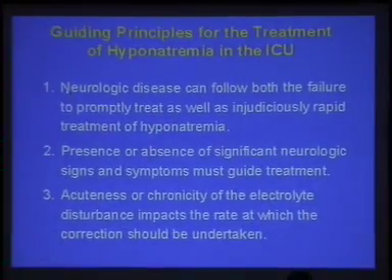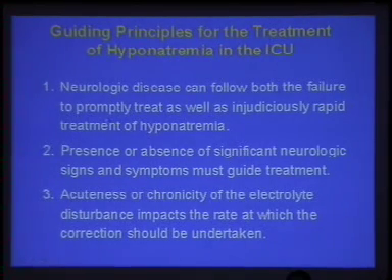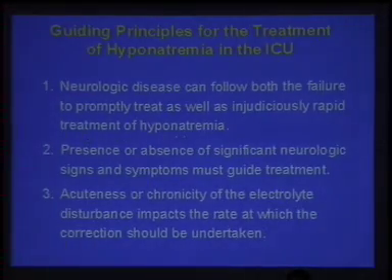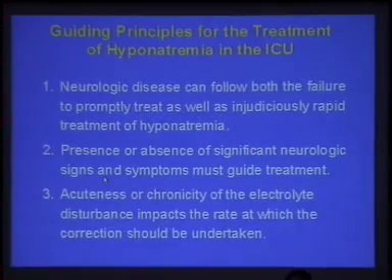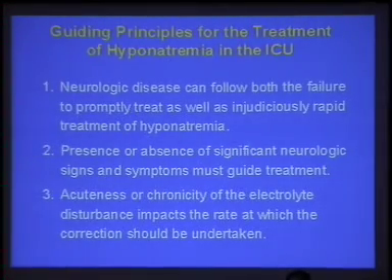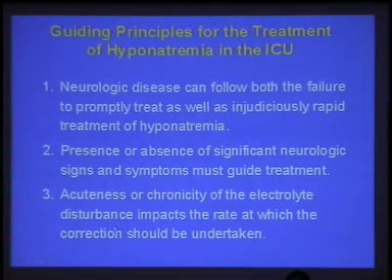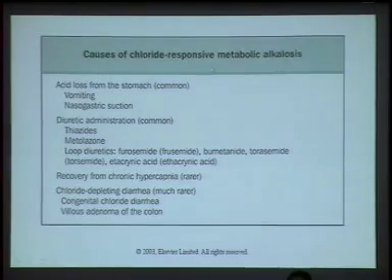Okay, so neurologic disease can follow both the failure to promptly treat as well as rapid treatment, so you can develop complications either way. Either the presence or absence of significant neurological signs must guide treatment. So you have to evaluate whether the patient has neurological complications from the hyponatremia, and decide how quickly to treat. And whether the disturbance is acute or chronic impacts the rate at which you would correct it, as I showed you on the previous slide. Okay, now a slide to show metabolic alkalosis.